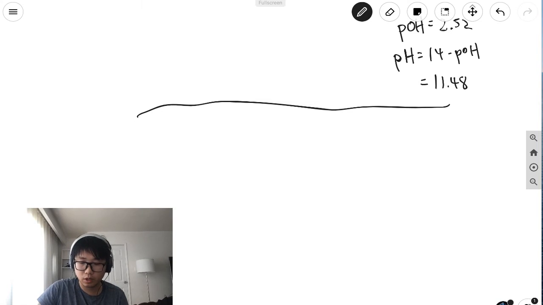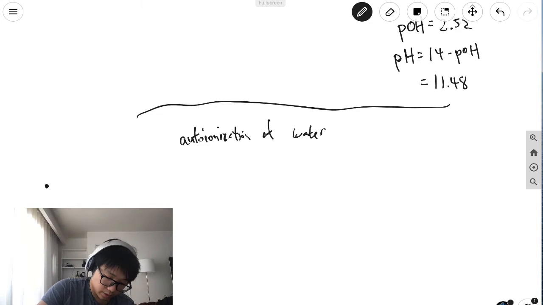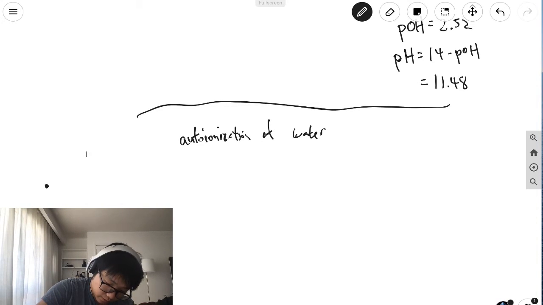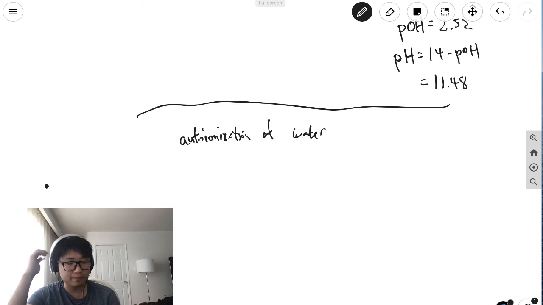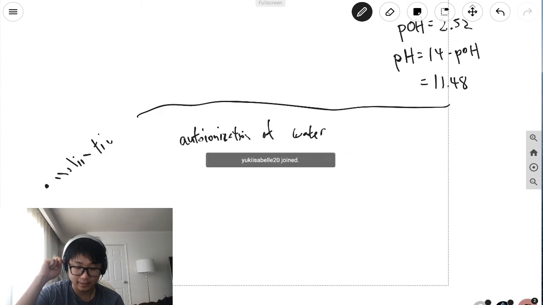Okay, so one last thing I want to talk about before we work on maybe some of your material is the autoionization of water. And while we're on the topic of water, I want to give you this definition of this word here called amphiprotic. So when I say amphiprotic, I'm talking about something that can act as a base and an acid.